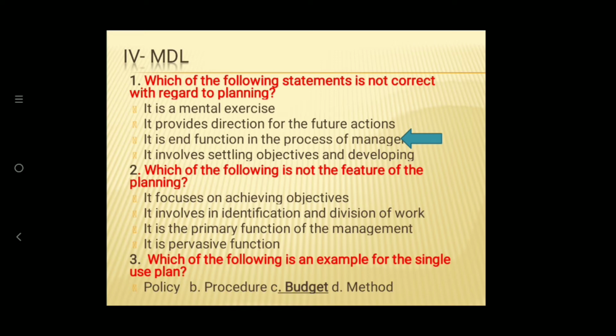Which of the following is not the feature of planning? Focuses on achieving objectives. It involves identification and division of work. It is the primary function of the management. It is a pervasive function. So option B, it involves identification and division of work. This is the right answer. Which of the following is an example for the single use plan? Policy, procedure, budget, method. Right answer, budget.